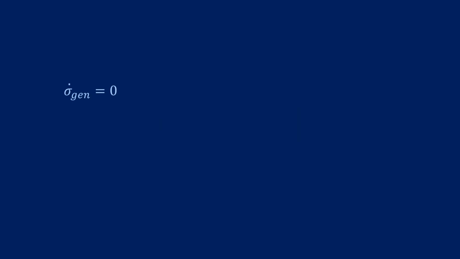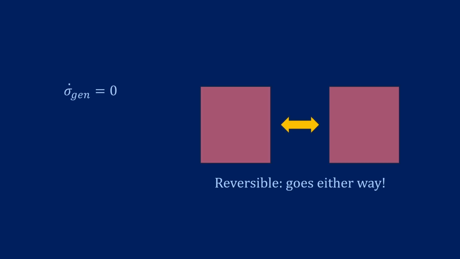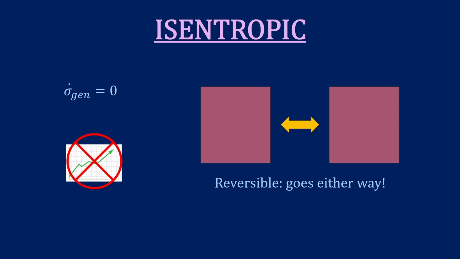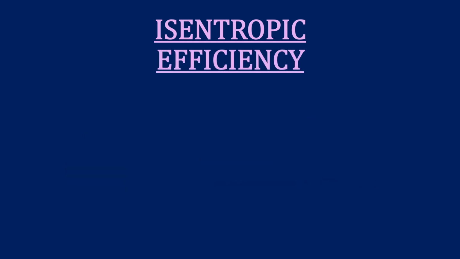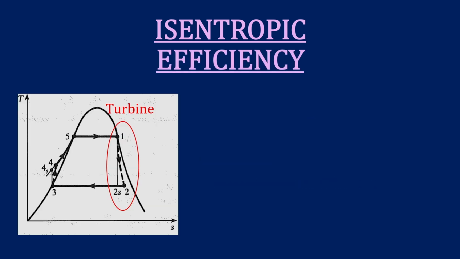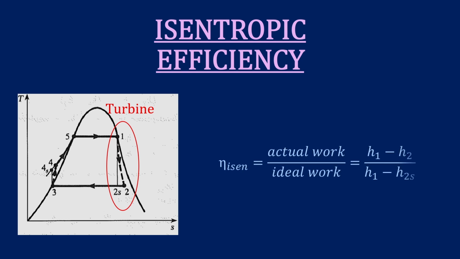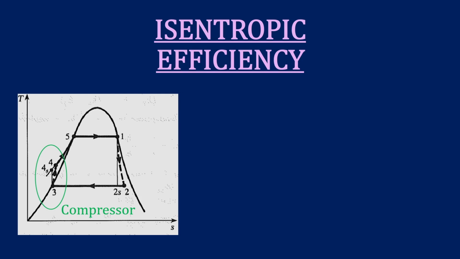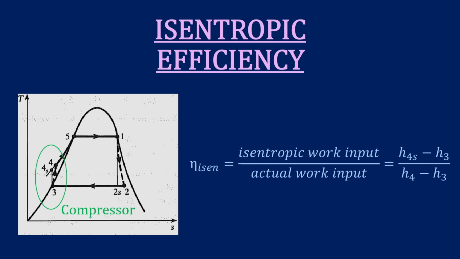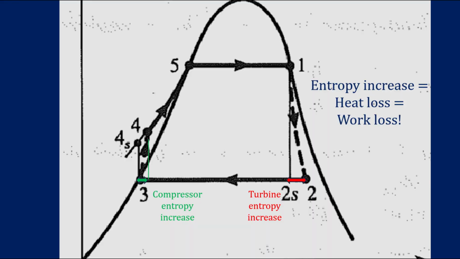In the ideal limit where sigma_gen equals 0, the process is reversible and entropy remains constant. This is an isentropic process, the benchmark for perfection. We use this ideal to define isentropic efficiencies. For a turbine, efficiency is the ratio of actual work output to the isentropic work output. And for a compressor, it is the ratio of isentropic work input to actual work input. These metrics tell us exactly how much performance we lose due to irreversibilities.